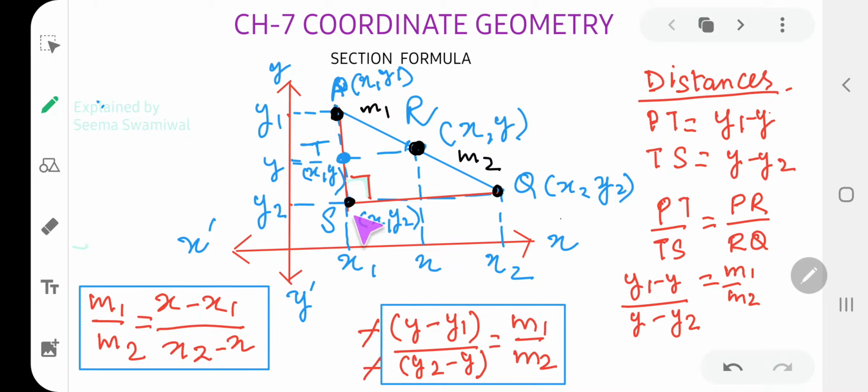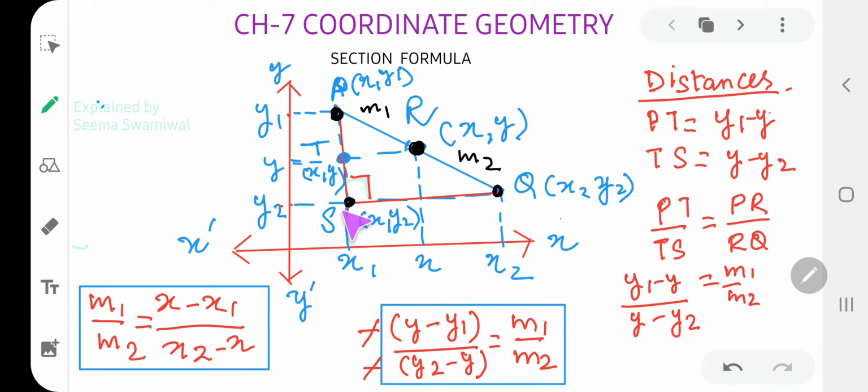So children, with the help of this, let's find the coordinates of point S. Here the x coordinate is x1 and the y coordinate is y2. Therefore the coordinates of S are x1, y2. Let's draw a line parallel to SQ from R, hitting the line PS at T. Then the coordinates of point T, just read them from here: this is x1, and since this is y, this is also y.